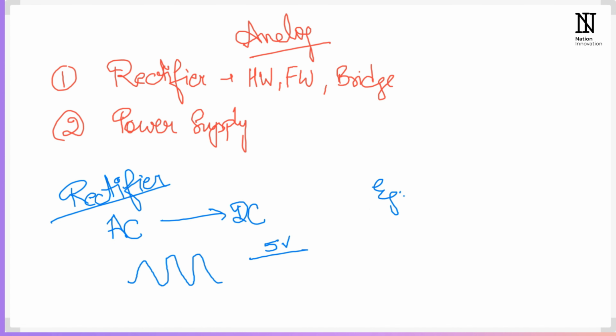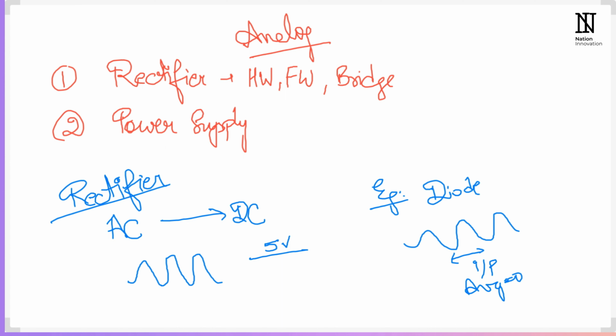For example, a simple diode can have a sinusoidal wave as input, where the average value is 0, and at the output it can give, let's say, 0.7 volt, or some voltage signal with some average value. So we will discuss rectifiers in detail. Let me show a simple half wave rectifier diagram.